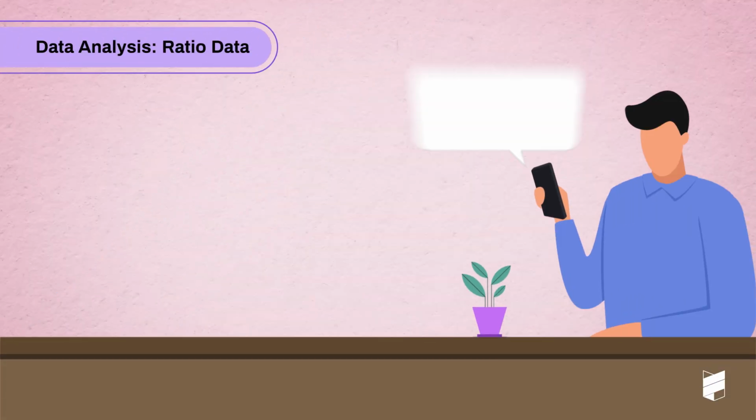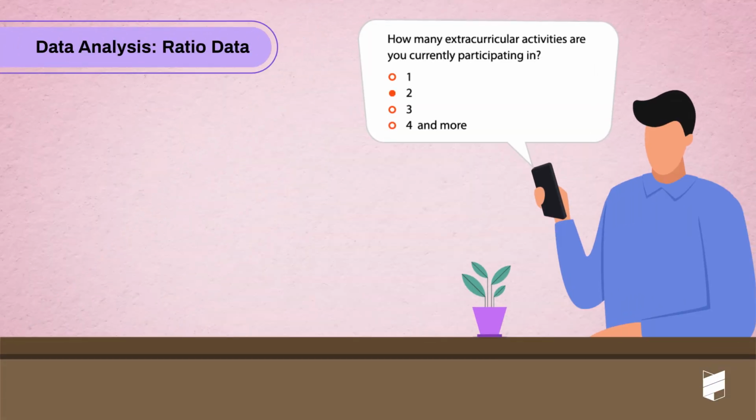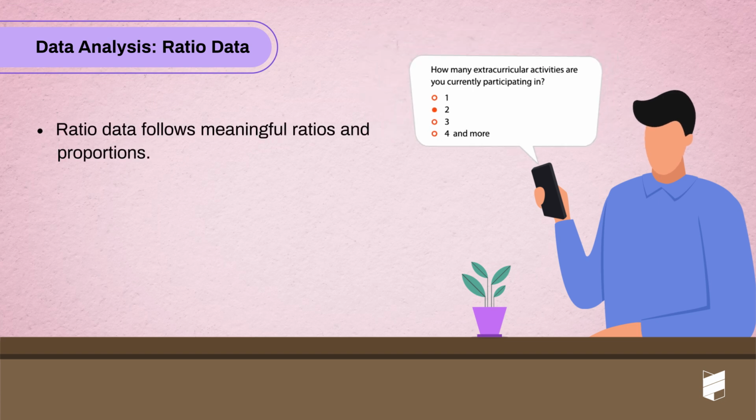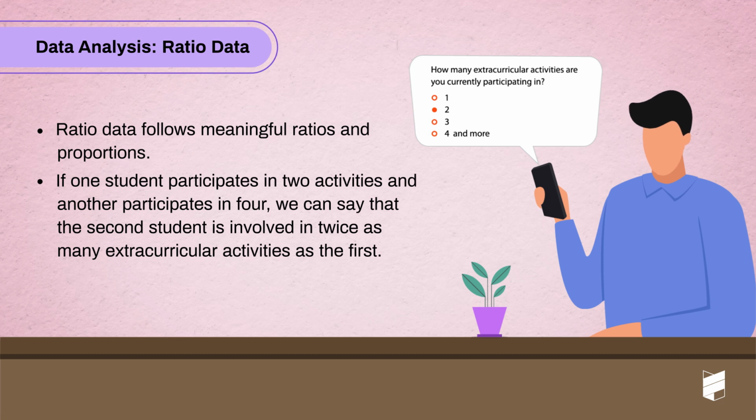On average, students participate in approximately 2 extracurricular activities. Ratio data allows for meaningful ratios and proportions. For instance, if one student participates in 2 extracurricular activities and another student participates in 4, we can say that the second student is involved in twice as many extracurricular activities as the first.